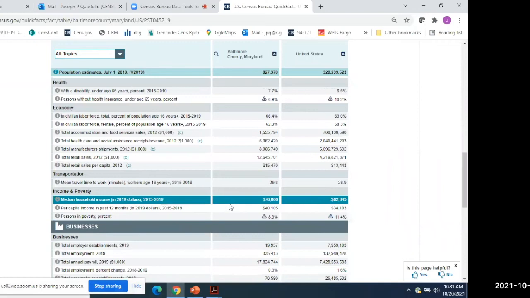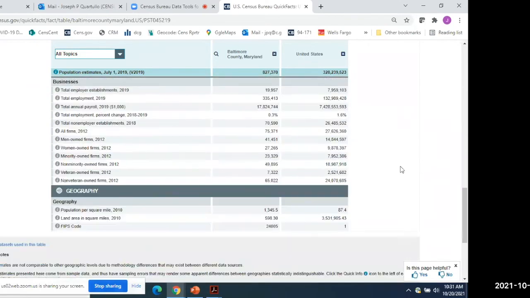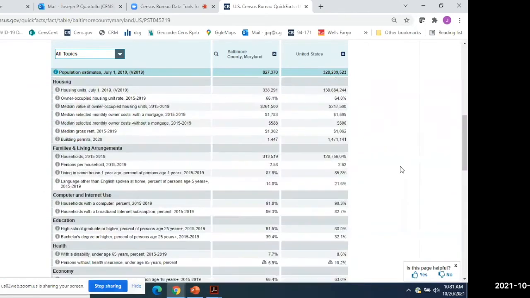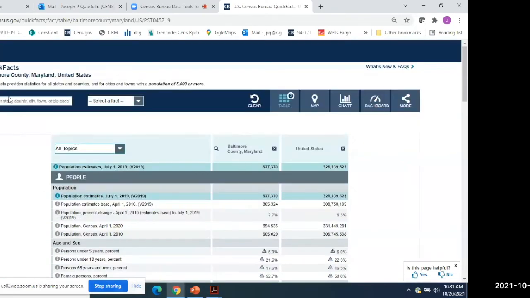Here's another point that most people are interested in when they look at census data: median household income. And we could see here that the median household income in the county is significantly higher than the median household income in the United States. So all of these data points are available in quick facts, but we can add other geographies to this. We can have up to 6 geographies in quick facts.